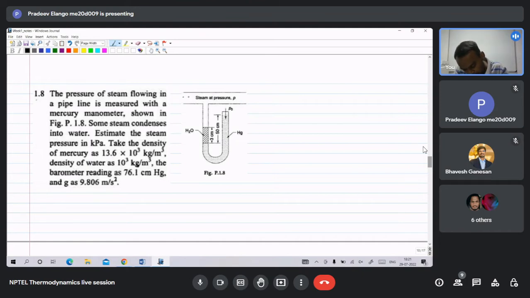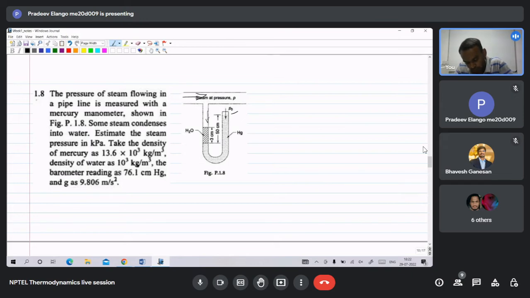The steam is flowing this way with a certain pressure P, and this pressure is exerted on the fluid here, and because of this the fluid displaces and moves up. On the other limb it moves up. The other limb is subjected to P naught, which represents P atmosphere, given by 76.1 centimeters of mercury.